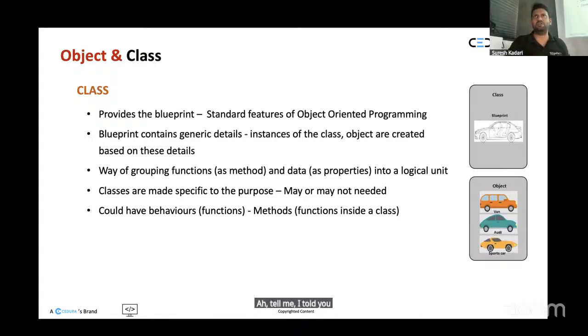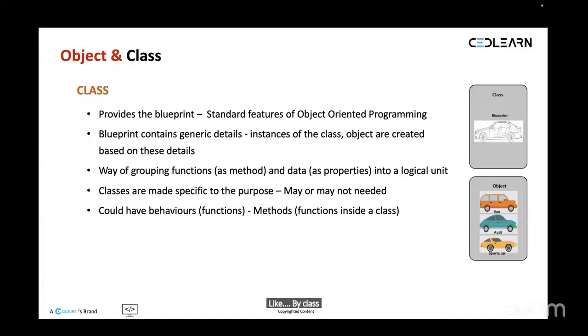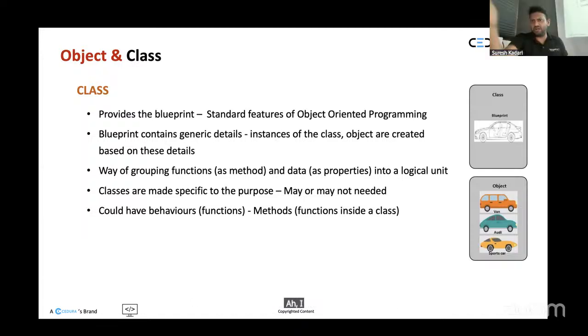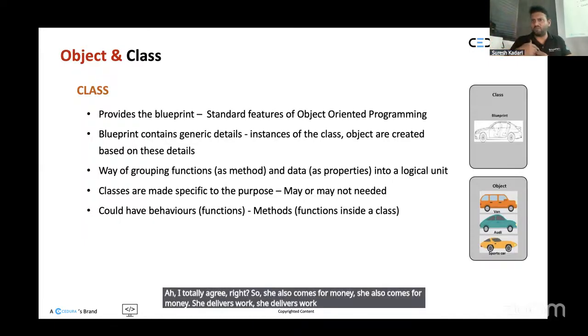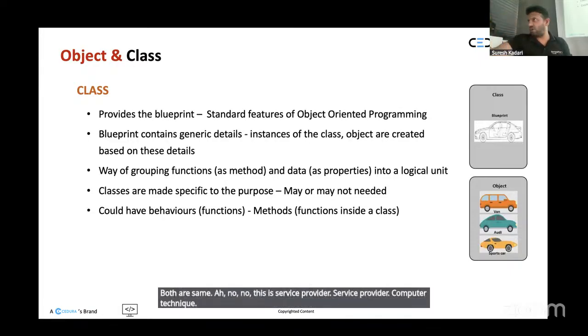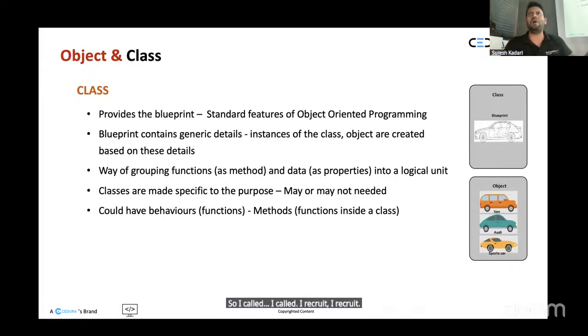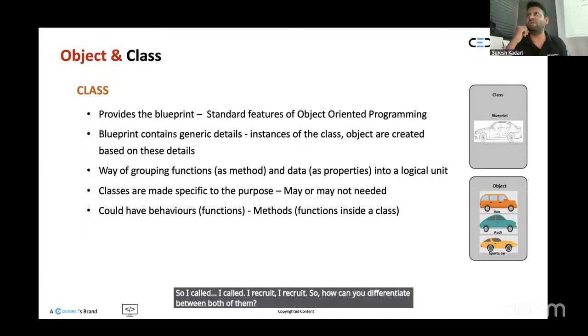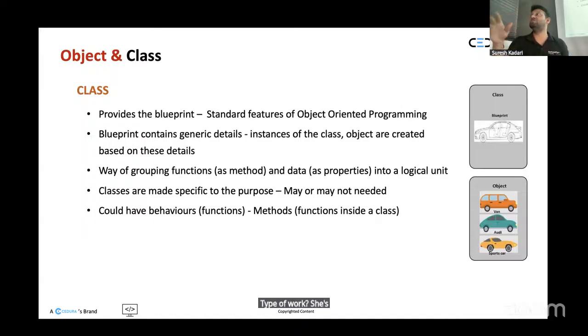Tell me, I told you the property. By class. I told you, right? She also comes for money, she also comes for money. She delivers work, she delivers work. She has access into my office, she has access. Both are same. No. This is service provider. My AC mechanic, computer technician, service providers. I call, I recruit. So how can you differentiate between both of them? Type of work, she is an IT technician. She is a consultant IT technician. How do you define that class? By one quality you define.